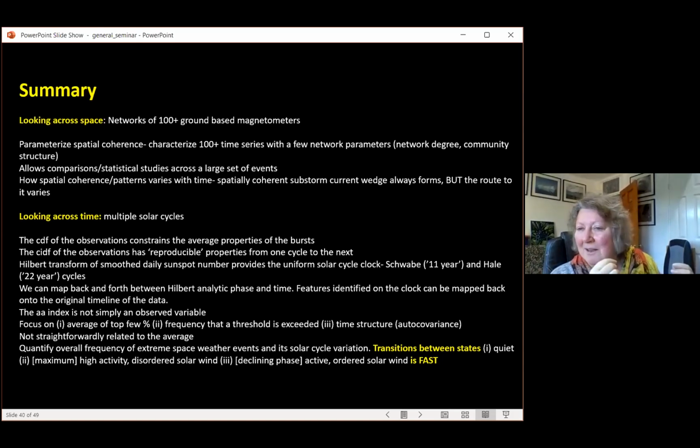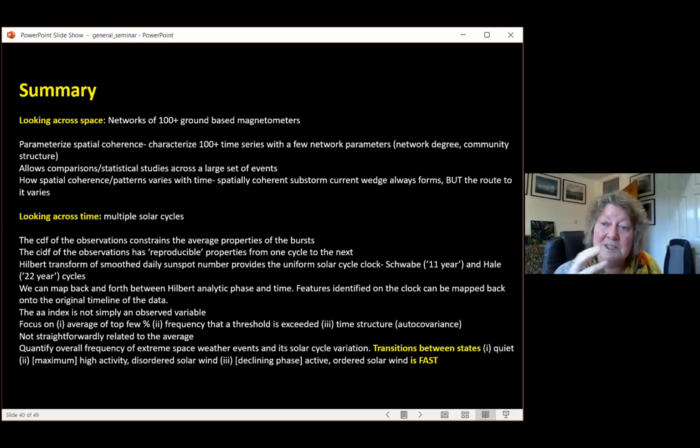We talked about this really rather interesting property, it would seem, of plasma parameters. I talked about SMRAE. It's true of solar wind plasma parameters as well: if you look at the piece of the CDF containing the events, it slides up and down with the solar cycle. Basically, the distribution itself doesn't change. That also means that the average properties of the bursts have that behavior as well, because they are constrained by what the CDF is doing.